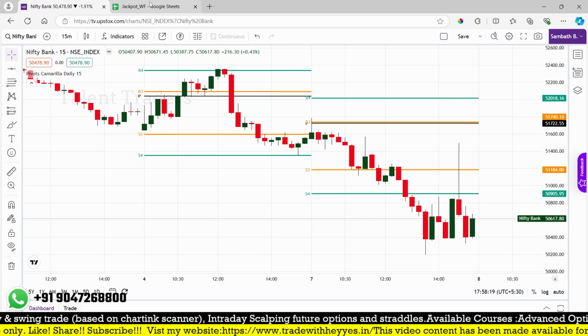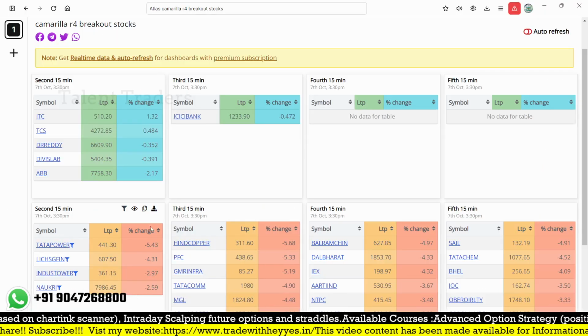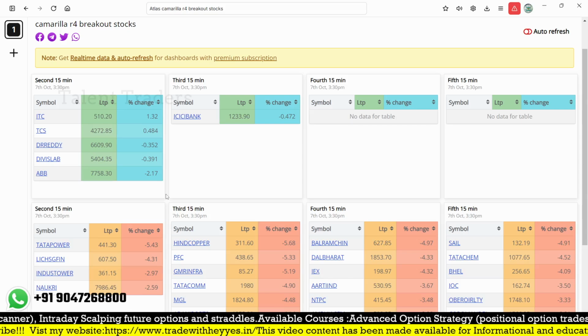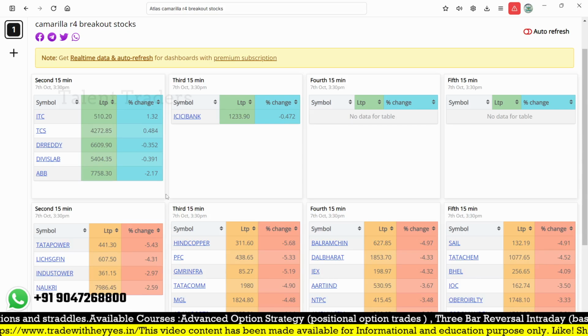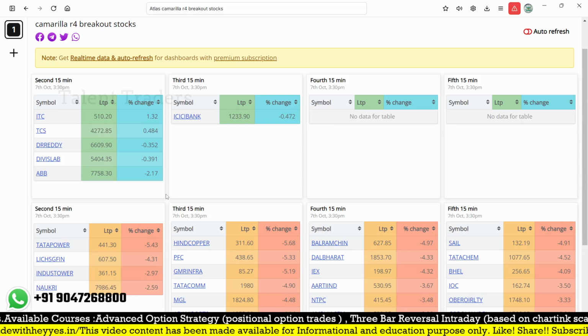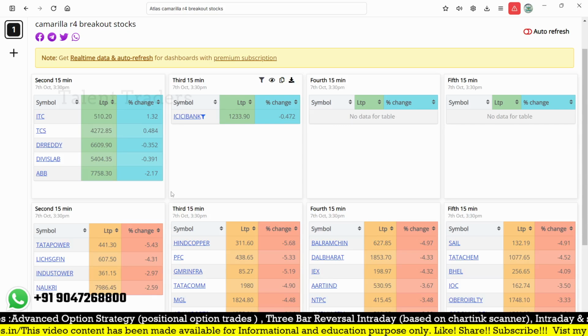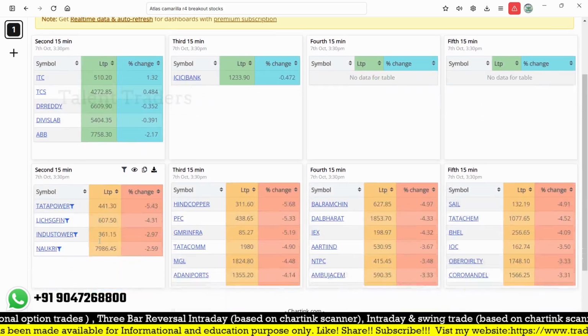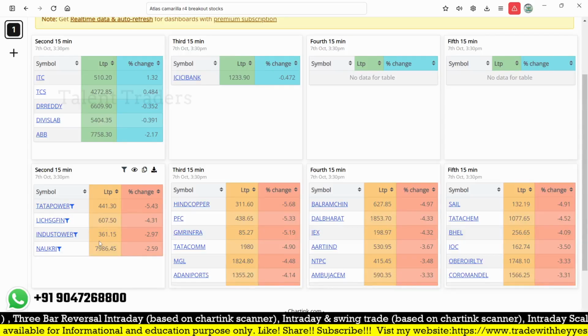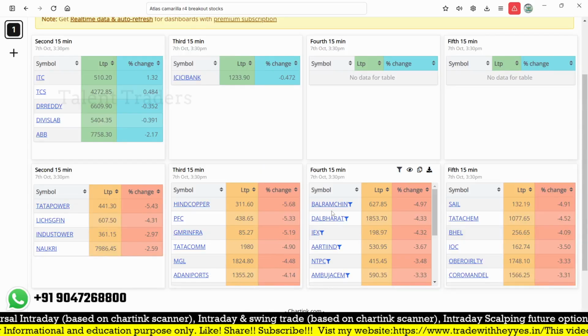So we look at the second 15-minute candle, and whenever you are using real time, it will give you an alert after 9:30 whenever a stock breaks the R4 level. It will be reflected in the dashboard. Once the time is complete and the break happens, it will automatically be there in the list. And this is the second candle, and this is the third candle.